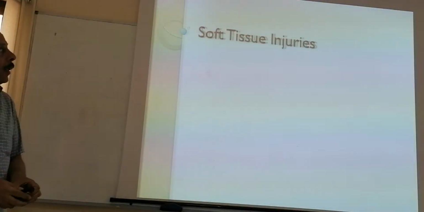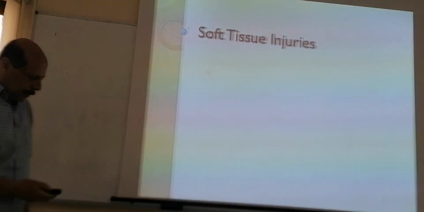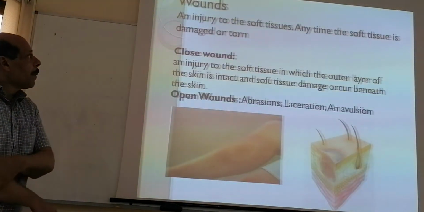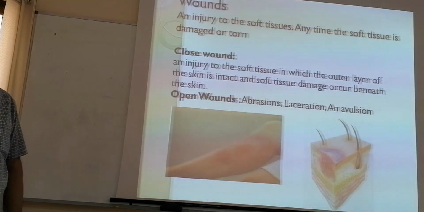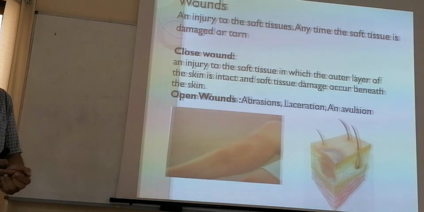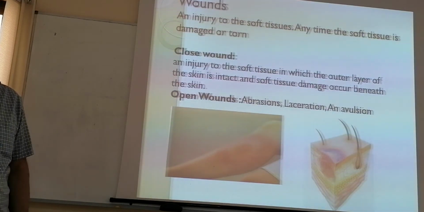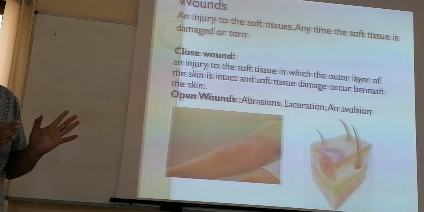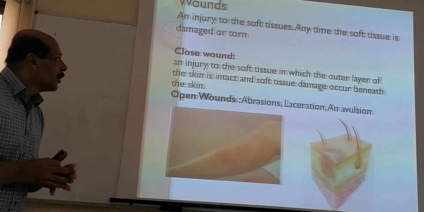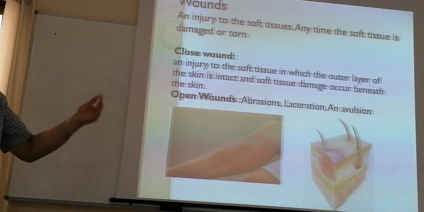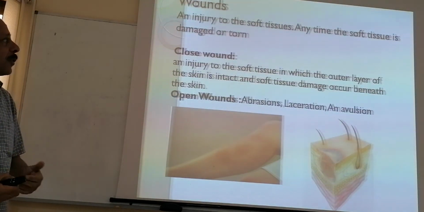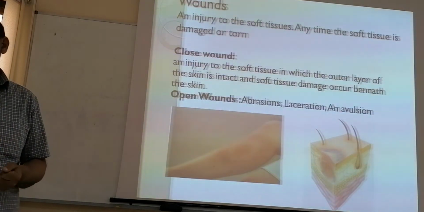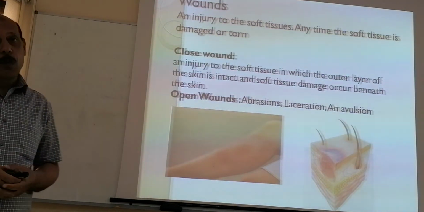In this session, we will start with the wound. There are some definitions of wound that we will discuss. So, the wound means any injury to the soft tissue, anytime the soft tissue is damaged or torn. If there is a tear or damage to the soft tissues, it is a kind of wound.